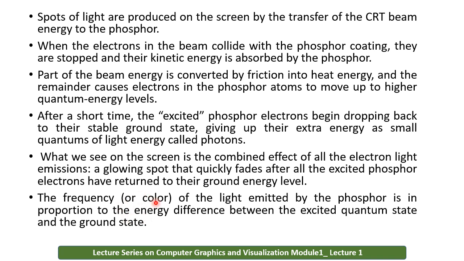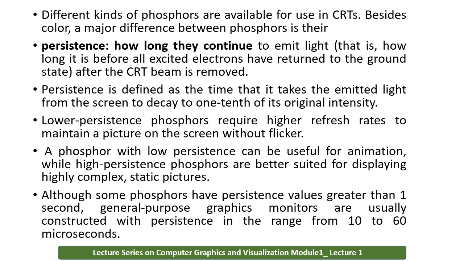This emitted color is normally considered with the primary colors such as red, green and blue. The color is assigned according to the frequency of that electron beam, and that light is emitted by the phosphor in proportion to the energy difference between the excited quantum state and the ground state.